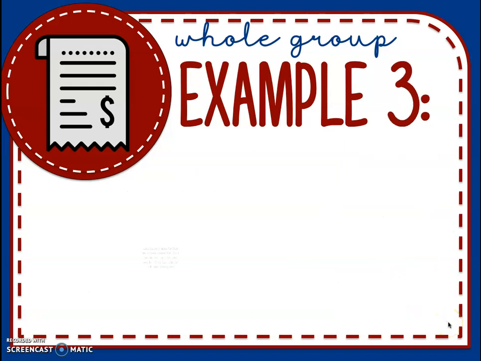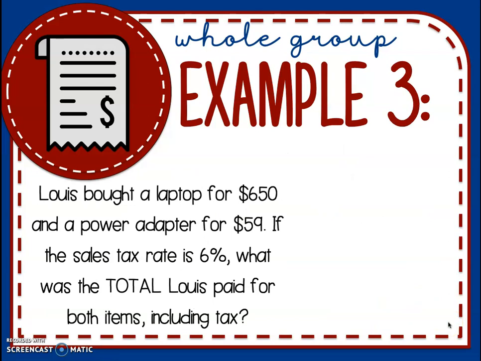Okay, all right, so this one's going to look a little bit different. It says Lewis bought a laptop for $650 and a power adapter for $59. If the sales tax is 6%, what was the total that Lewis paid for both items? So first off, we have to figure out his total between the laptop and the power cord. Then we have to find the tax, and then to find the total that he paid, we're going to take the tax and add it to the price of his items.